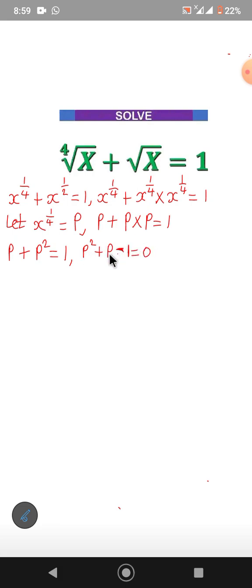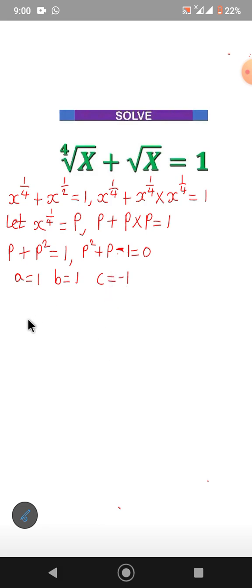Now, I would like to use the formula method in solving this quadratic equation. The first thing I'll need to do is to know the values of a, b, and c. The value of a is the coefficient of p squared, so a is equal to 1, while the value of b is the coefficient of p, so b is equal to 1 also. Then c is equal to minus 1.